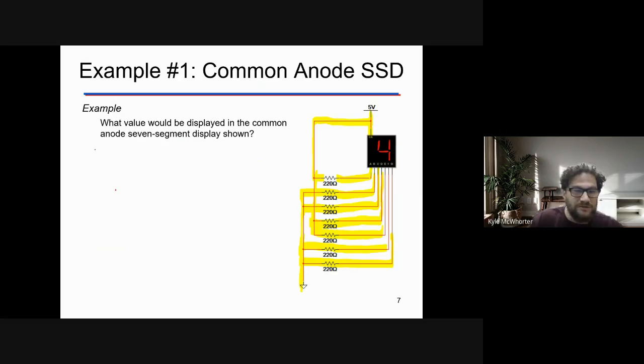So remember, on a 7-segment display, it's A, B, C, D, E, F, and G. So we had A not lit up. This was A. This was B. Wait, B went through, so B was lit up. C was lit up. D was not. E was not. But F and G were lit up. So we only lit up B, C, F, and G, which makes the number 4.